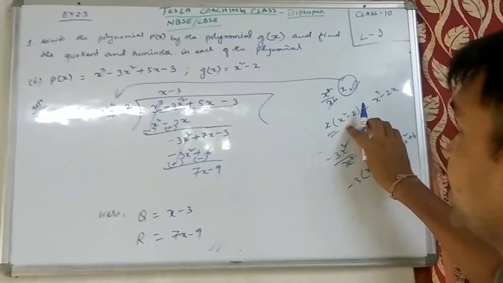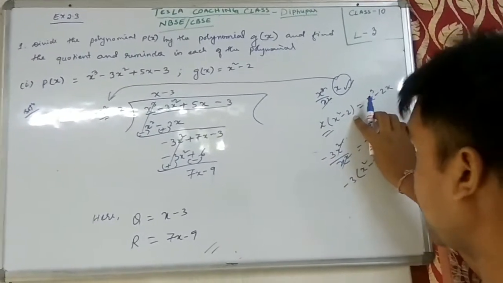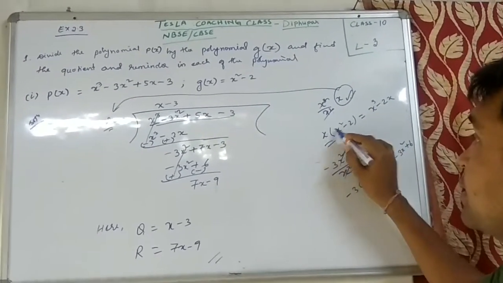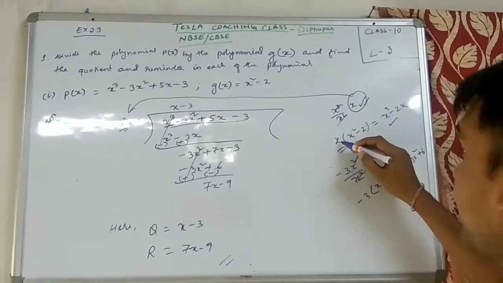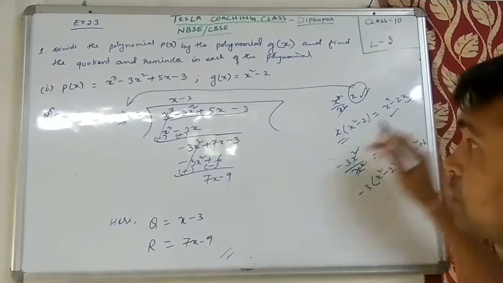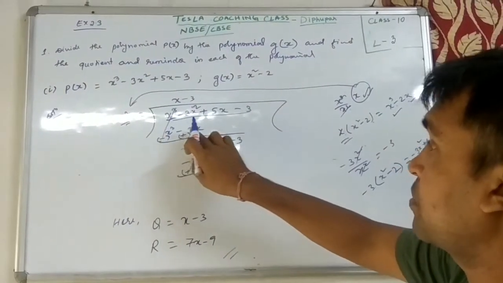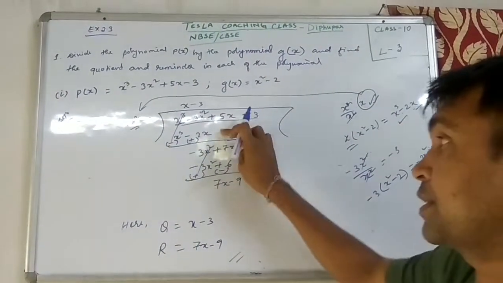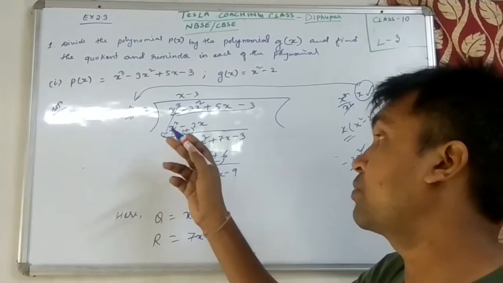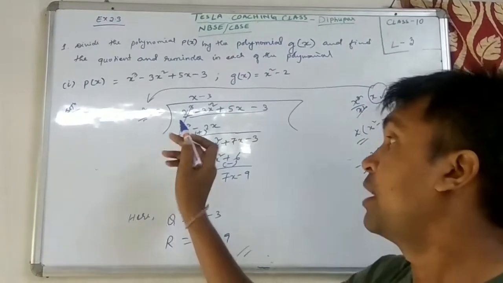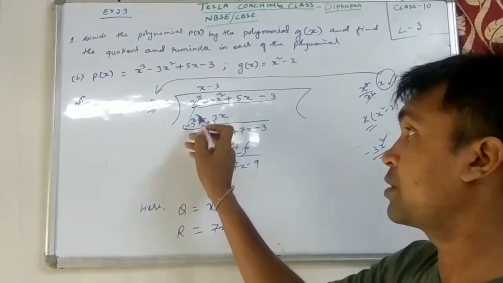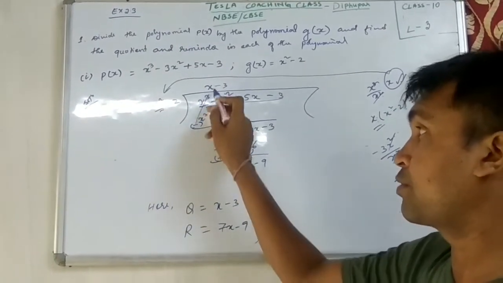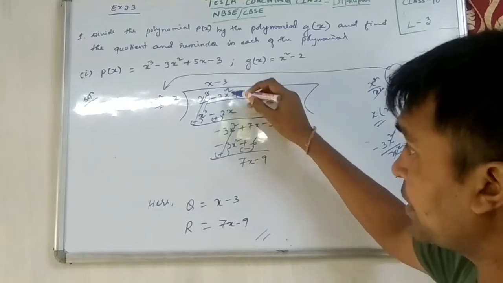So what are we getting? x into x square minus 2. When you multiply x into x square, it becomes x cube, and minus x into 2 gives minus 2x. So we have written x cube minus 2x. Now, since we are going to do subtraction, the signs will change. This is positive, so it will become negative. This is negative, so it will become positive. So x cube cancels.